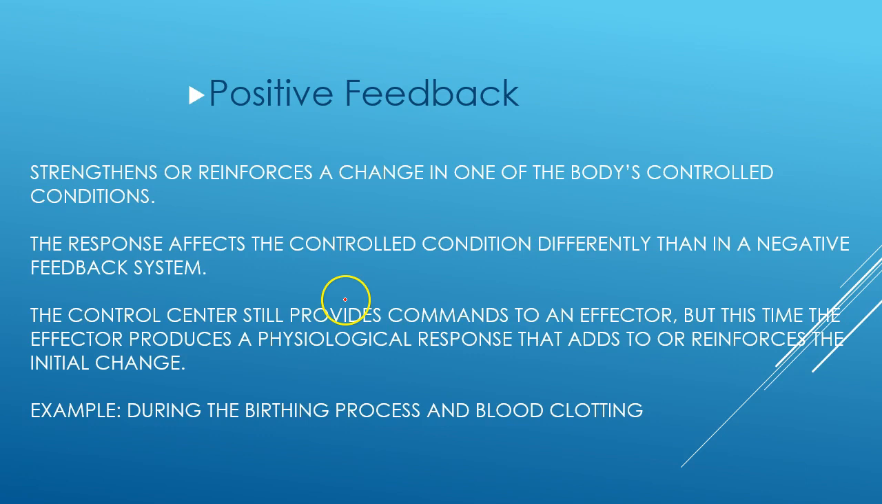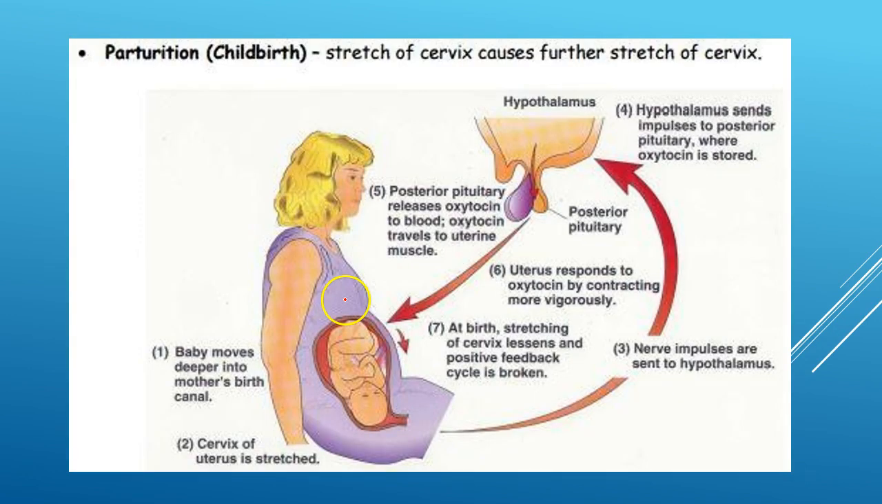Okay, a positive feedback, on the other hand, we are going to strengthen or reinforce this change that has happened to a controlled system. Okay, so we don't see too many of these. The main ones we see are going to be during the birthing process and blood clotting. Okay, so an example here for a positive feedback system. During the birthing process, once the cervical wall has stretched to a certain amount, the body says it's time for birth, and the uterus will start contracting.